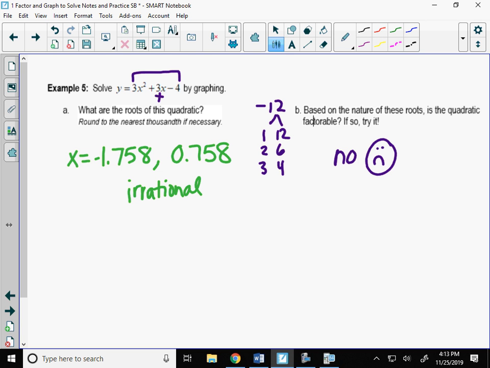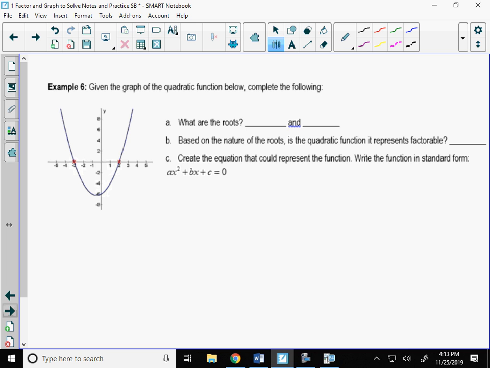All right, last problem. Number 6. Given you a graph, what are the roots here? Well, the first root's on the left, x equals -3. And the other root here is at +2.